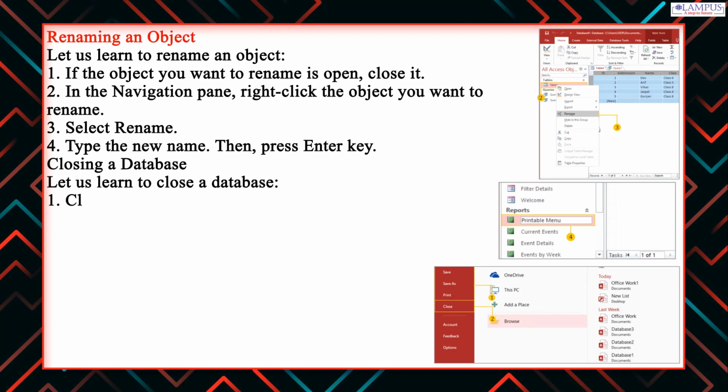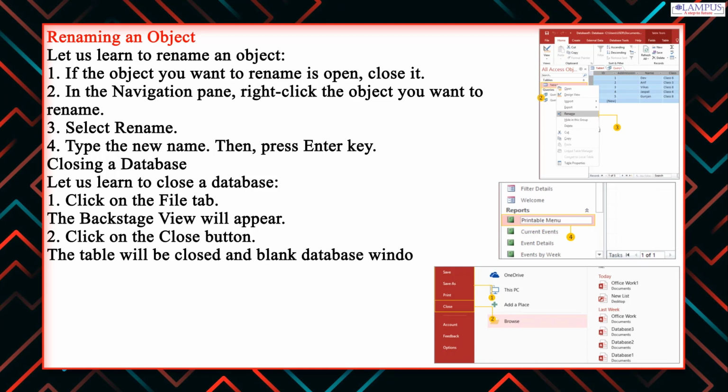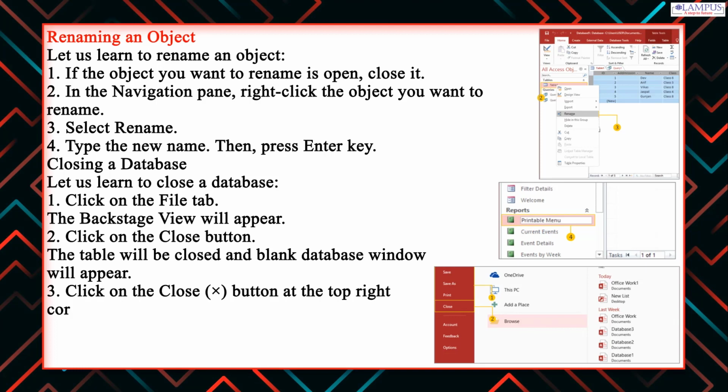Closing a database. Let us learn to close a database. 1. Click on the File tab. The Backstage view will appear. 2. Click on the Close button. The table will be closed and a blank database window will appear. 3. Click on the Close button at the top right corner. You will exit from the Access 2016 window.